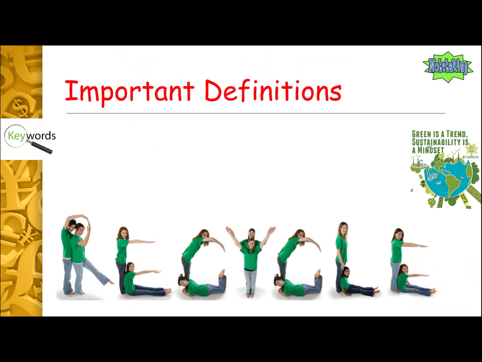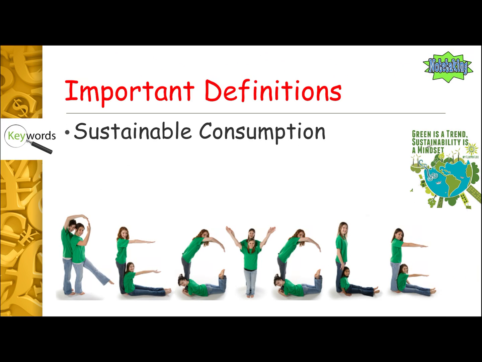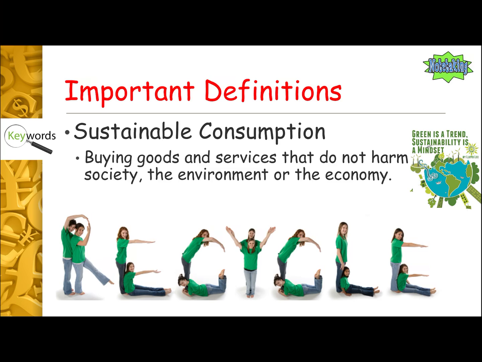So moving on to some more important definitions that we need to look at, there's sustainable consumption. If we break it down, consumption comes from the word consume. If you think about the word consume, it's using something for your own needs. So using stuff sustainably. It's when we buy goods or services ourselves as individuals that don't harm society or the environment or the economy.